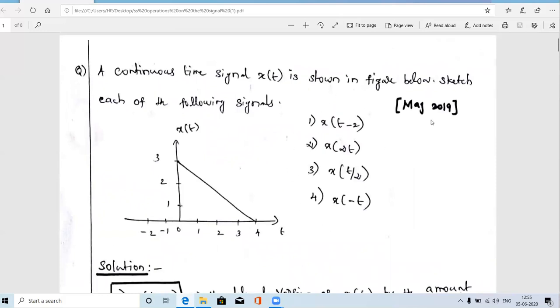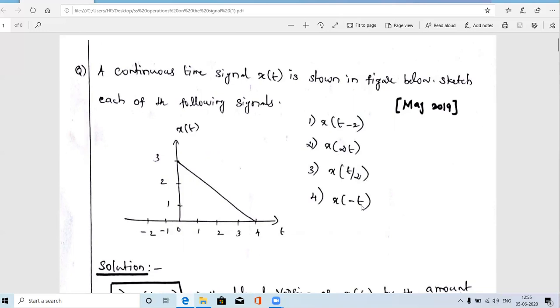It's a May 2019 question. It's a very simple question, a 13-mark question. What is the first one? X of t minus 2. It's a time delayed version. What is x of 2t? A time scaled version. What is x of t by 2? It is also a time scaled version. But what is the difference? If A is greater than 1, the signal gets compressed. Here the A value is less than 1, so the signal gets expanded.